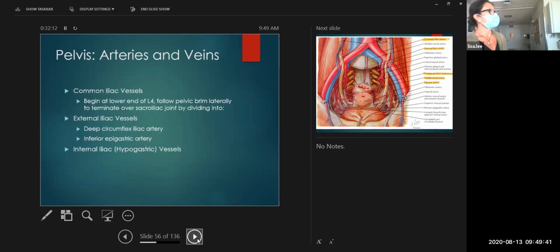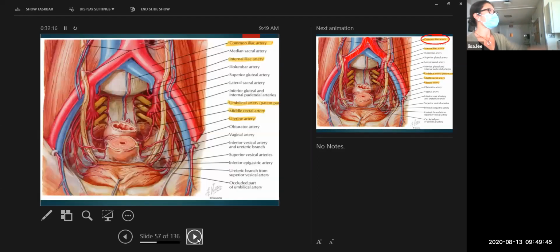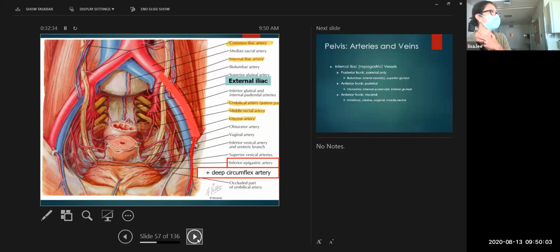Your internal iliac vessels are a little bit more complicated, but let's start with what we got here. So we have our common iliac arteries, which are above that pelvic brim. Then you have your external iliacs. And again, that's where we do our lymph node dissection. And then that external iliac, you follow it down, it goes to your inferior epigastric and your deep circumflex artery.